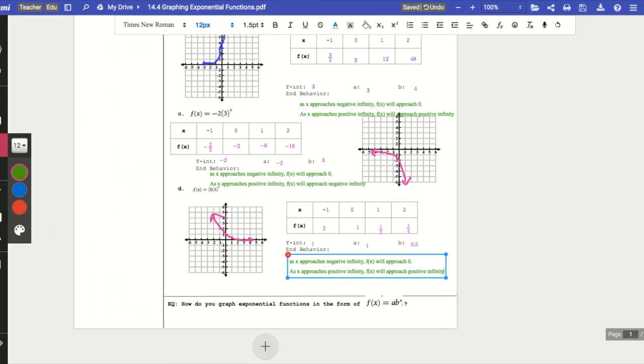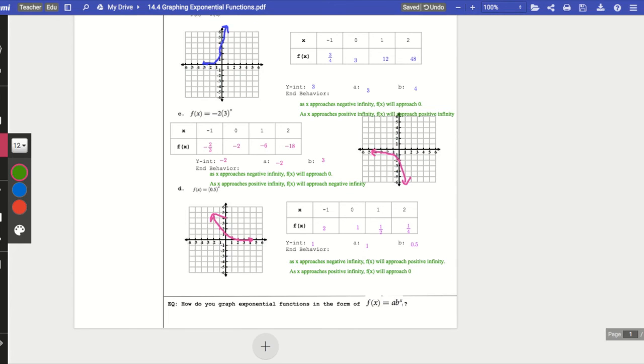This time, as x approaches negative infinity, my graph isn't approaching 0. My graph this time is actually approaching positive infinity. It is going up on the left. And on the right, as x approaches positive infinity, this time it's actually approaching 0. It's starting to flatten out. So now I've determined my end behavior. I've identified the important information. We just graphed exponential functions, guys. Good job.